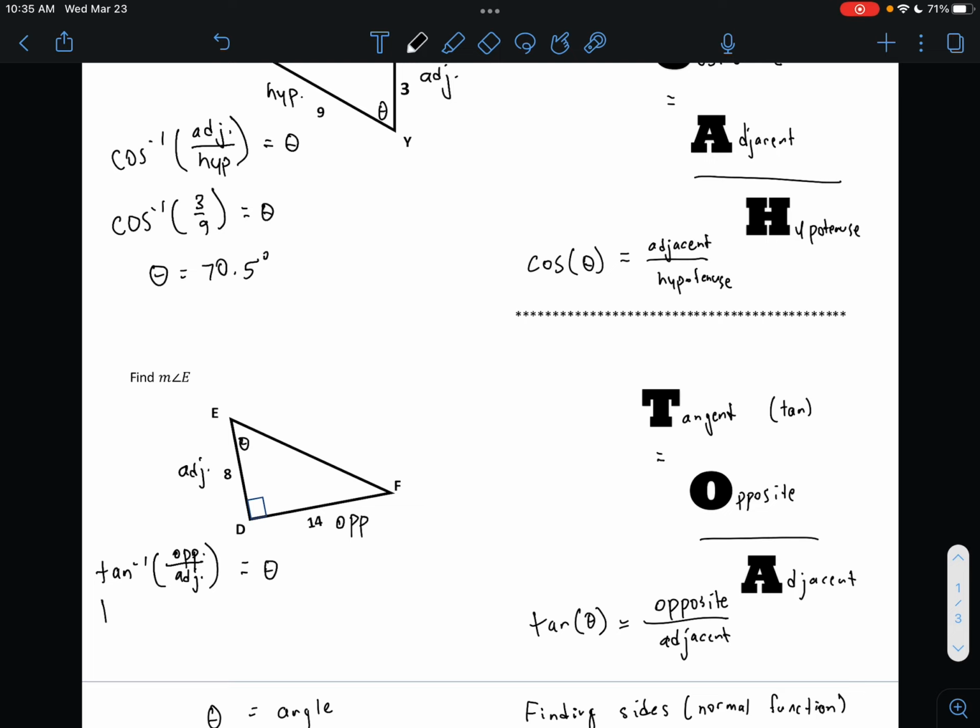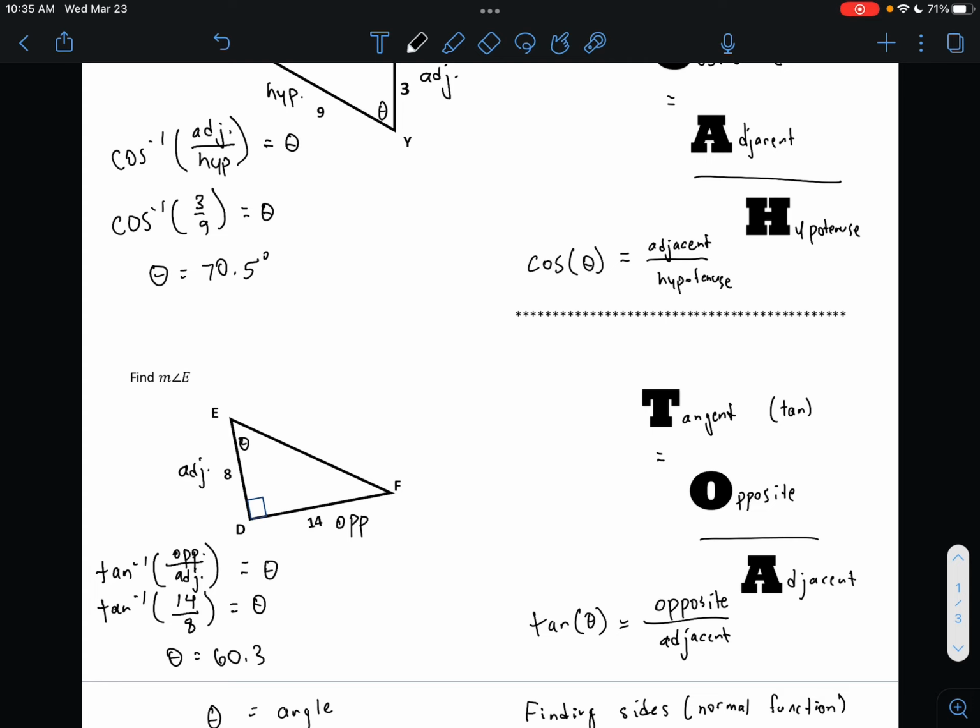So I can put that in the calculator. Inverse tangent of 14 over 8 equals my theta. And I'll put that in the calculator. Second, then the tangent button. 14 divided by 8. And we get about 60.3. It's about 60.255. Rounds up to 60.3. And those are our inverse tangent functions.